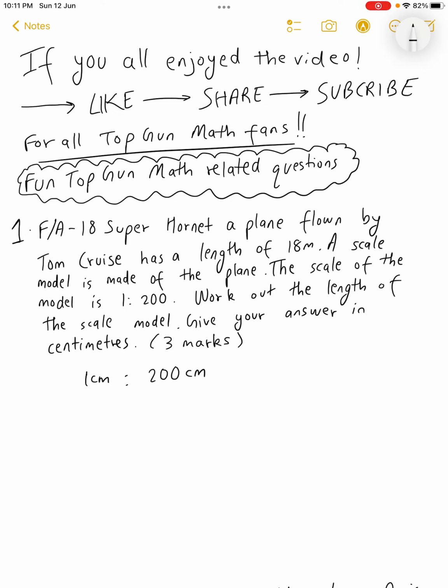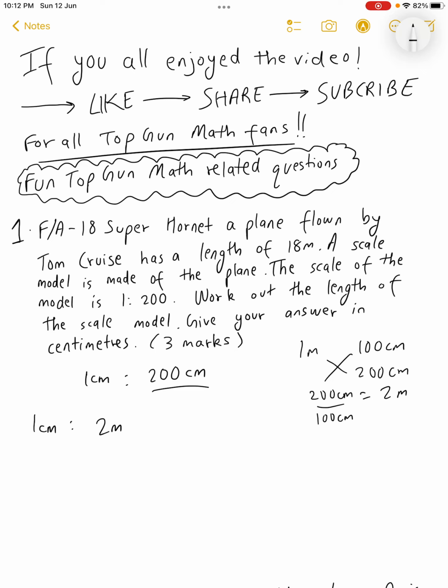Now, how do we convert the centimeters into, let's say, actual meters? In order to do that, you need to know that 1 meter is 100 centimeters. So you need to convert the 200 centimeters to meters. You do 200 centimeters divided by 100 centimeters. This 200 divided by 100 becomes 2 meters. So it becomes 1 centimeter to 2 meters.